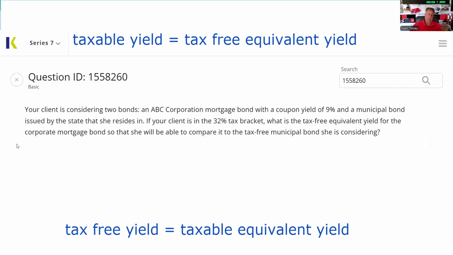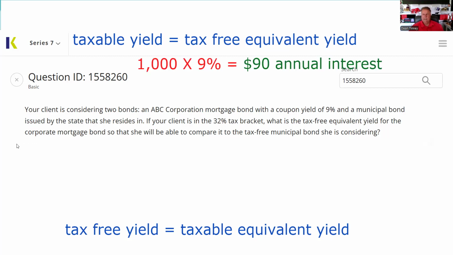So you're going to be asked on the test either to go from taxable yield to tax-free, as we're doing in this question, or to go from tax-free yield to taxable equivalent, as you might see in some other question. All right, let's start with what you get in annual interest. You get 9% on par, so each of these bonds pays her $90 in annual interest.